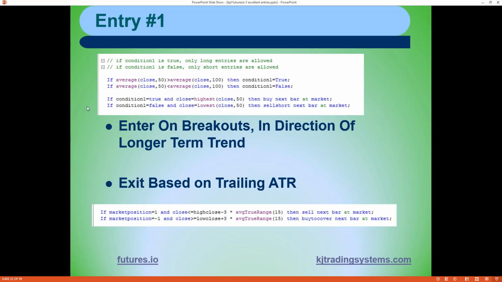So here's what it is. This is in TradeStation format, so I'll read it through to you, but basically you have a flag that's going to say it's either true or false, okay? And then we're calling that condition 1. So if the average of the last 50 bars is greater than the average of the last 100 bars, then it's true, and vice versa. If the 50 bar average is below the 100 average, then the condition is false. And I'll show you a sample trade in a second so you'll get an idea on that.